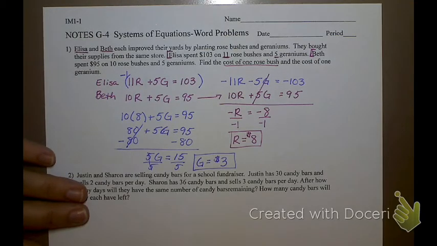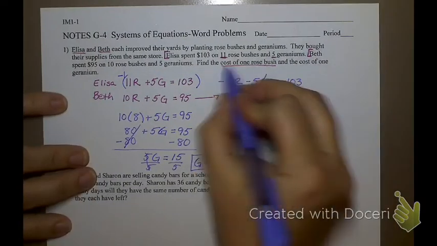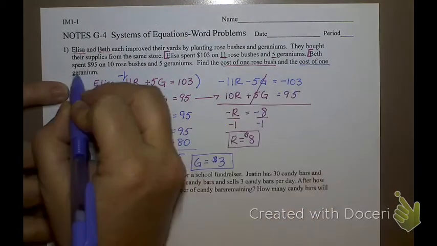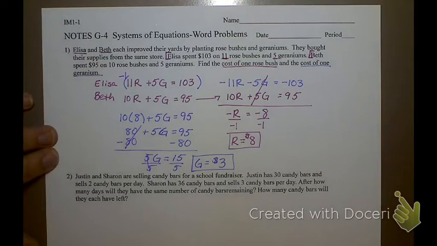Now, whenever you have two things that you are trying to find out, we were trying to find the cost of a rose bush and the cost of a geranium, you need to have two equations in order to find them out. If you have one thing you need to find out, you only need one equation. If you have three things you need to find out, you need three equations, okay? We're going to stick with the two things, but just know that that's kind of the pattern that it works with, okay? Any questions about that before I move on?